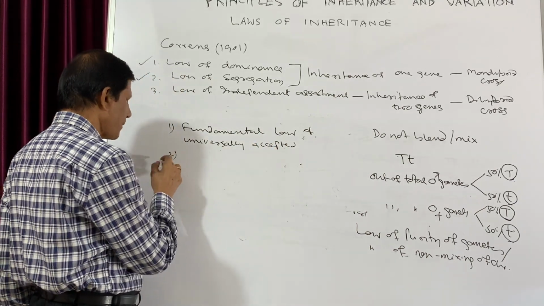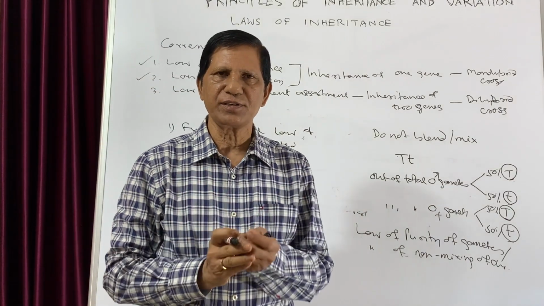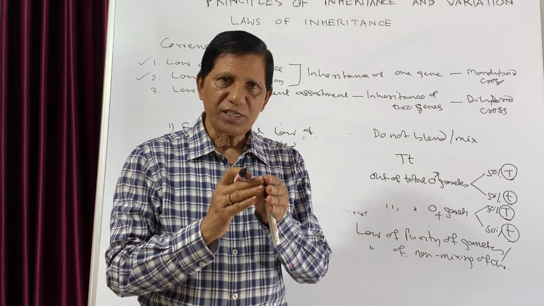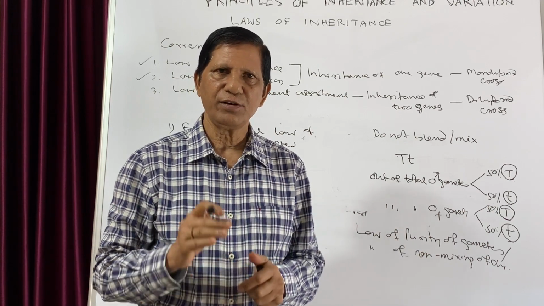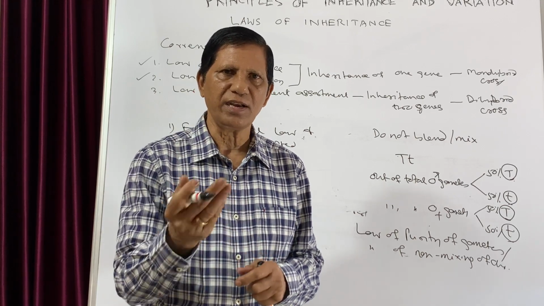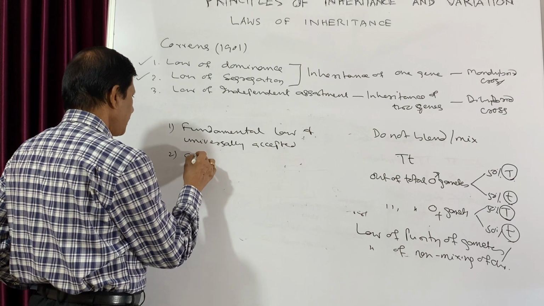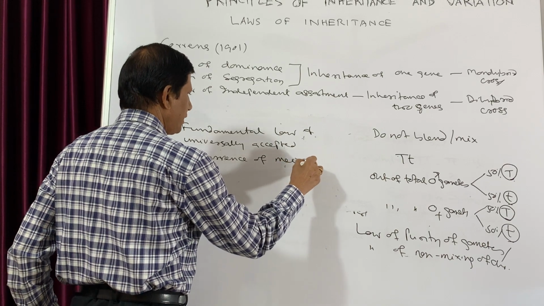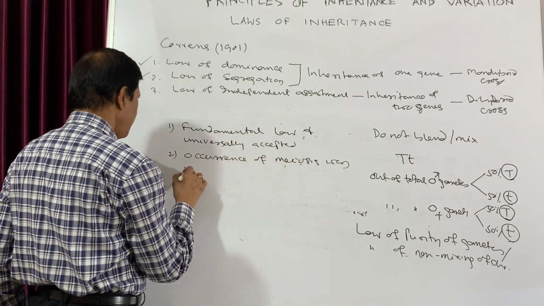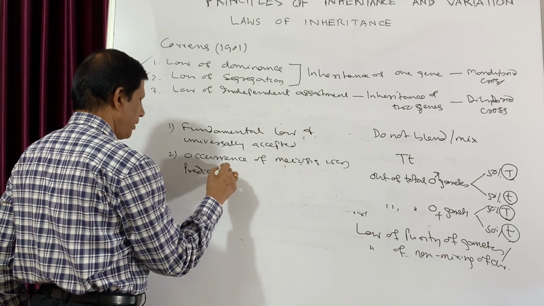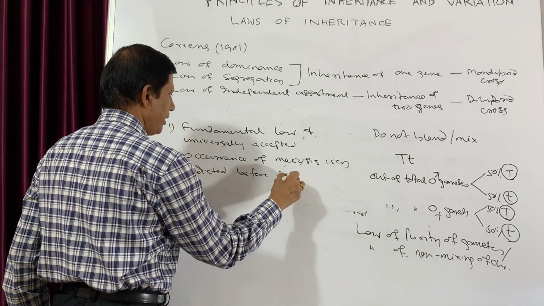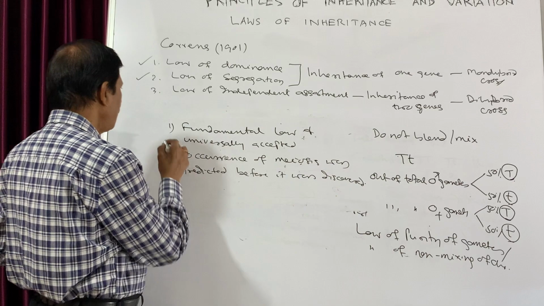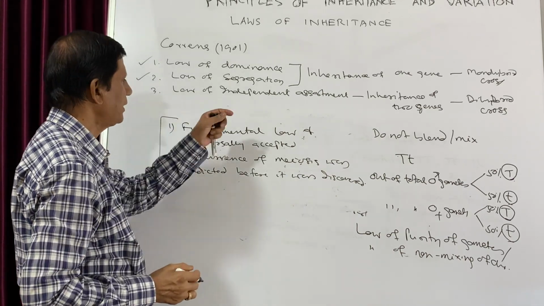The second point is, when Mendel carried out his experiments, meiosis was not discovered. But from the separation of the characters, it was predicted that meiosis occurs. That means the occurrence of meiosis was predicted before it was discovered. So these are the two important points of the law of segregation.